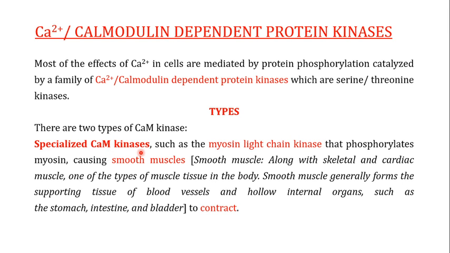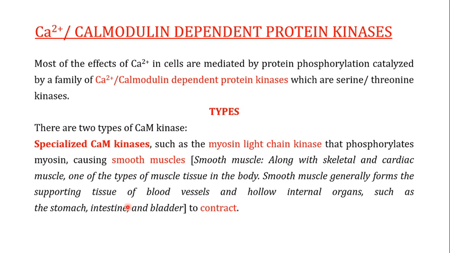One example of a specialized CaM kinase is the myosin light chain kinase. What it does is phosphorylate the myosin in the smooth muscles, and when the myosin of the smooth muscle is phosphorylated at the serine or threonine residues, it is responsible for the contraction of the muscles. Now, what are these smooth muscles? A little bit of definition of the smooth muscles. Along with the skeletal and the cardiac muscles, one of the types of muscle tissue in the body is the smooth muscle, and the smooth muscle generally forms the supporting tissue of the blood vessels and hollow internal organs such as the stomach, intestine, and the bladder.